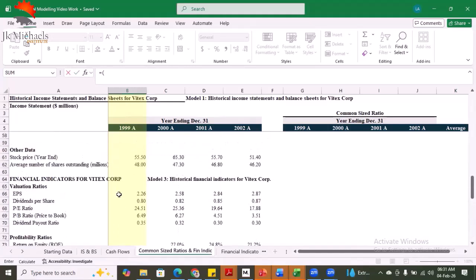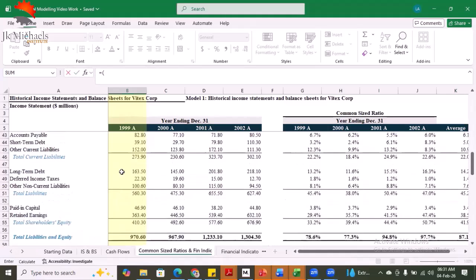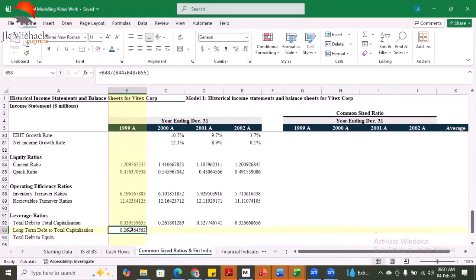So we're not considering short-term debts now. So how much long-term debt do we have as a measure of total capitalization? So let's take long-term debt divided by total capitalization, short-term debt plus long-term debt plus total equity, total shareholders' equity. And we have 26%. And these are our values.